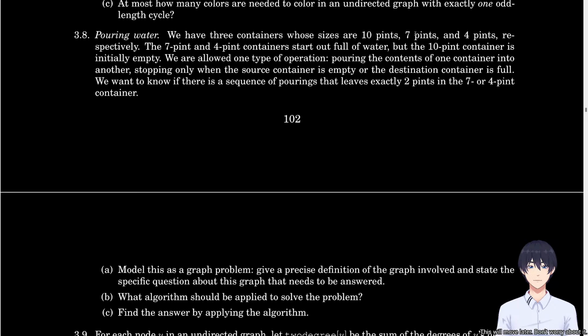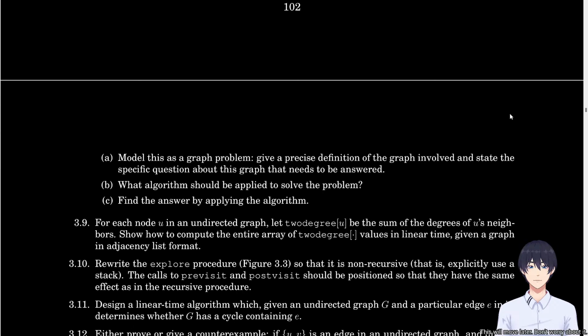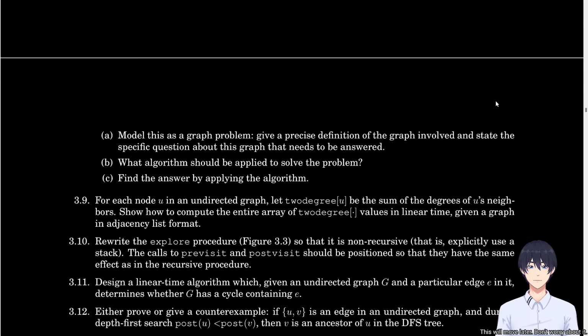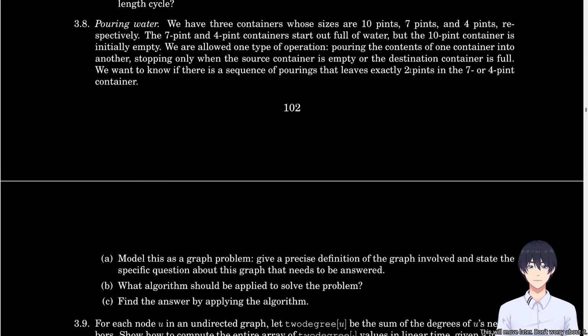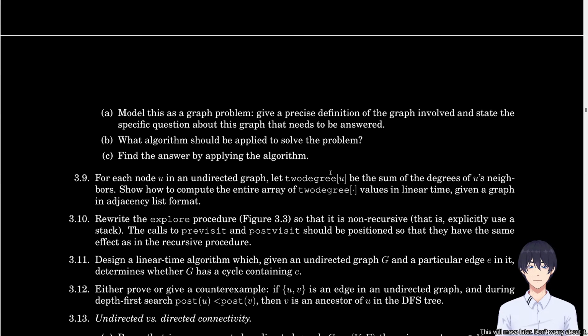Let's say the states are 10, 7, 4. We want to find a path from 0, 7, 4 to anything, or anything to. And all we need to do is explore it, or DFS. So if we even reach one of these, we can say yes.